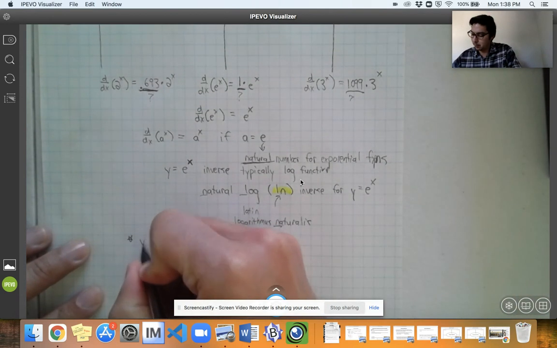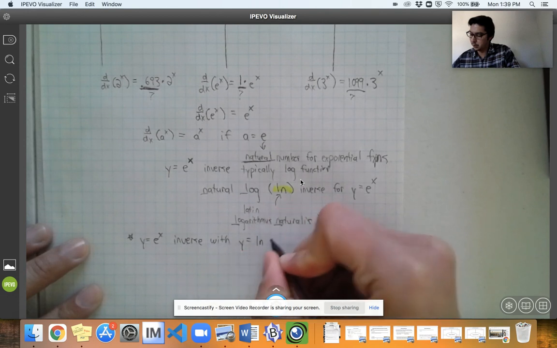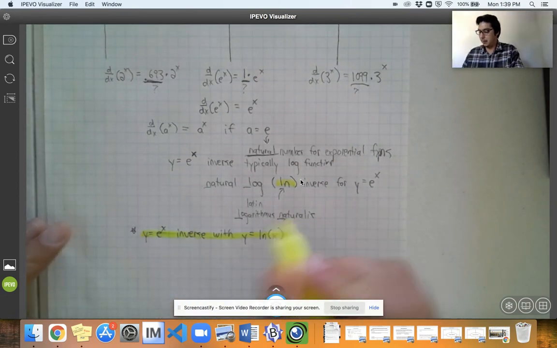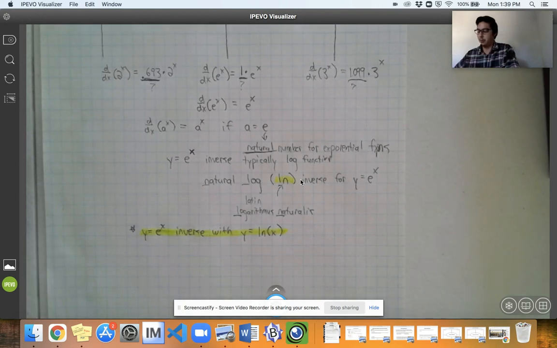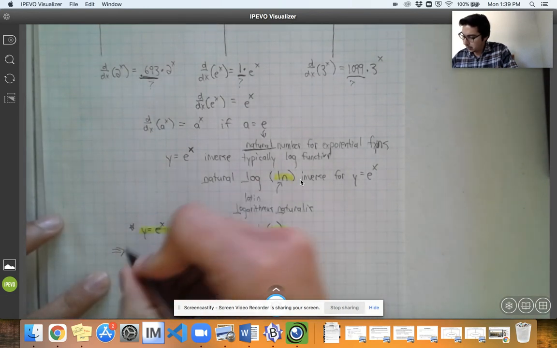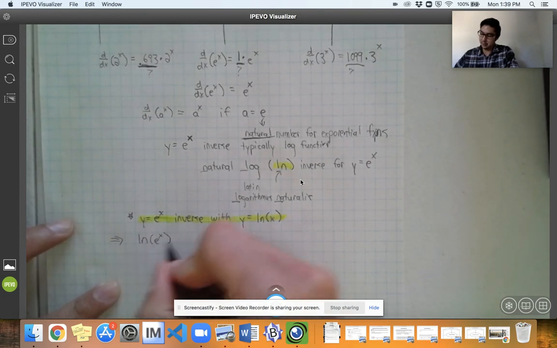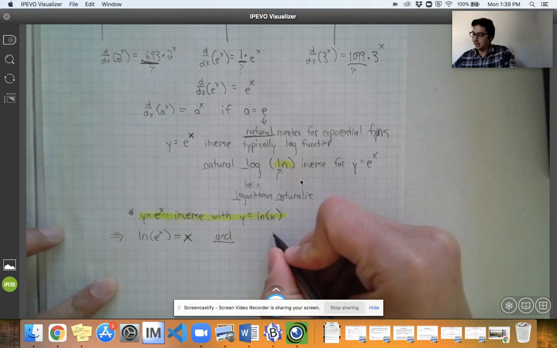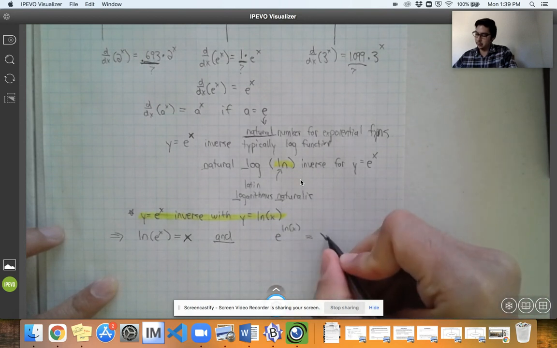So basically what I'm saying is y equals e to the x is an inverse with y equals natural log of x. All right? They're inverses of each other. Now, you might be thinking, why does that even matter? What does inverse mean again? It implies that if you were to have the natural log of e to the x, because these are inverses, that's just going to result in x. And because they're inverses of each other, you could say that e to the natural log of x will also just result in x.